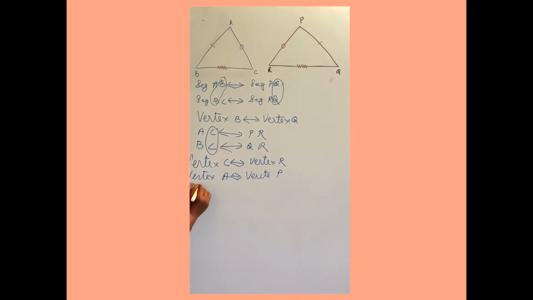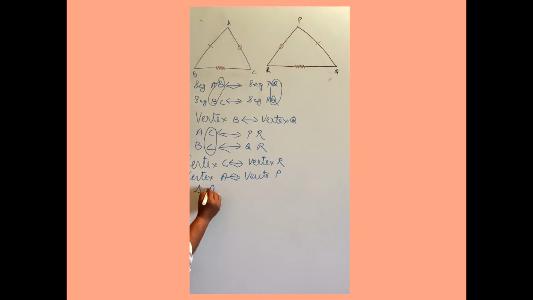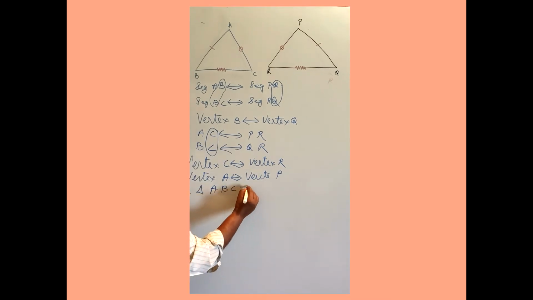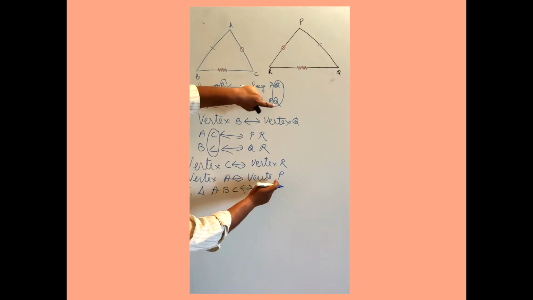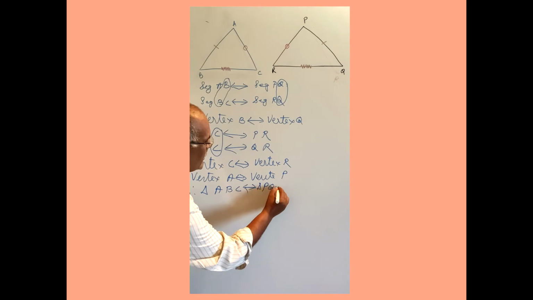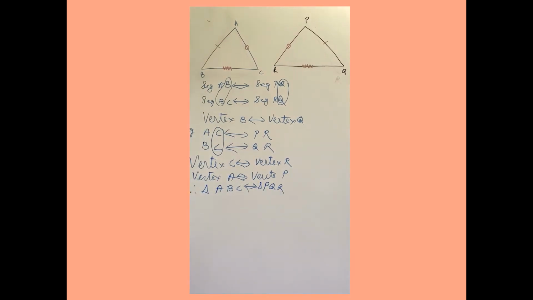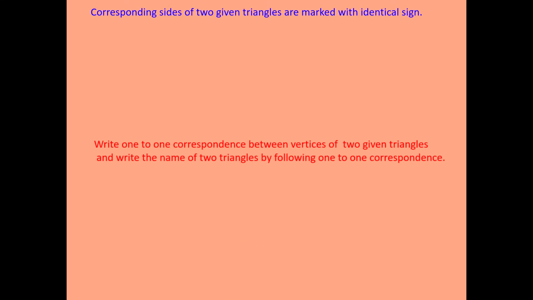Therefore, you can take the order triangle ABC corresponds to triangle PQR. I hope it is clear. We will see another example of the same type.